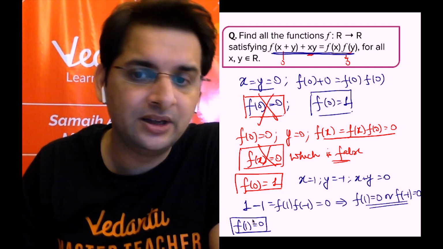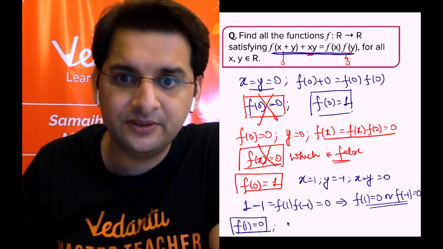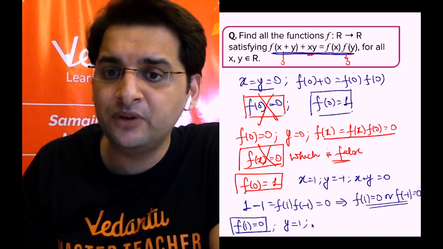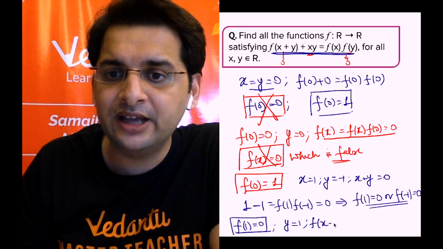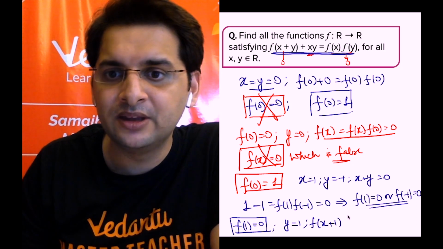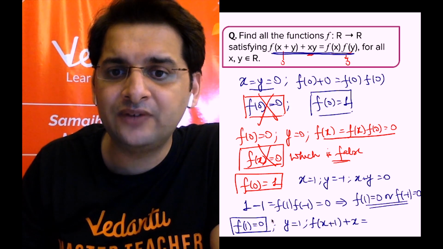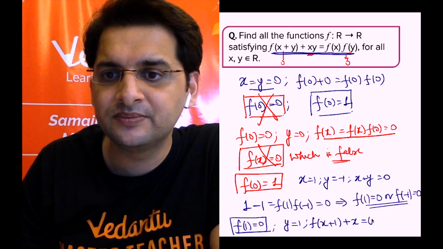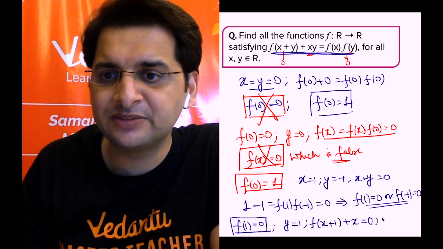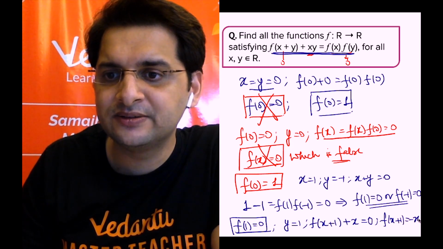Sorry, f of 1 is 0. How do we use this? We put y as 1 in the given equation. So if we put y as 1, we get f of x plus 1 plus x is equal to, if y is 1 and f of 1 is 0, it will be 0. So that means f of x plus 1 is minus of x.